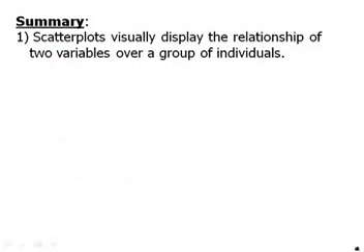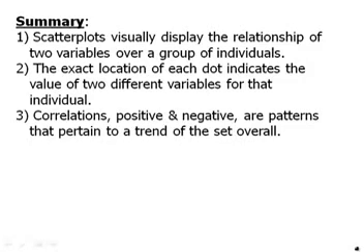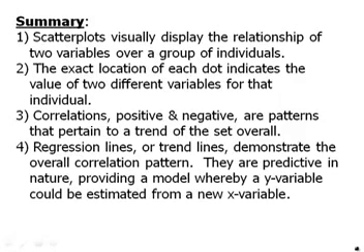In summary, scatterplots visually display the relationships of two variables over a group of individuals. The exact location of the dot indicates the value of the two different variables for that individual. Correlations, positive or negative, are patterns that pertain to a trend of the set as a whole. They're pertaining to the whole set, the whole population, not a point-by-point comparison. And regression lines, or trend lines, demonstrate the overall correlation pattern. They are predictive in nature, providing a model whereby a y variable could be estimated from a new x variable.